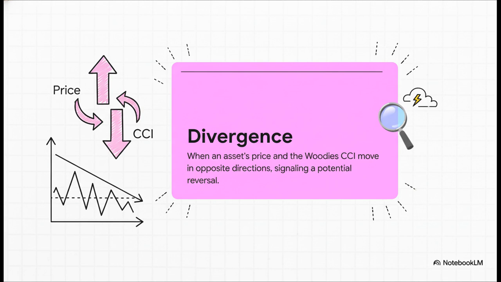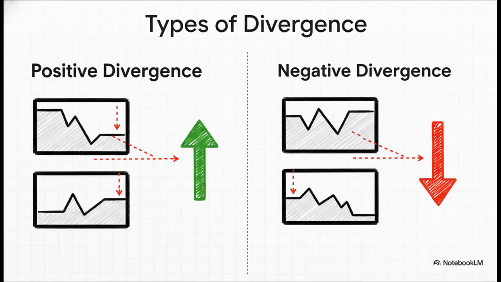But the engine, the momentum that's measured by our CCI indicator, is sputtering out and actually making a lower high. When you see price and the indicator moving in opposite directions, it's a massive warning sign that the trend might be running out of gas.